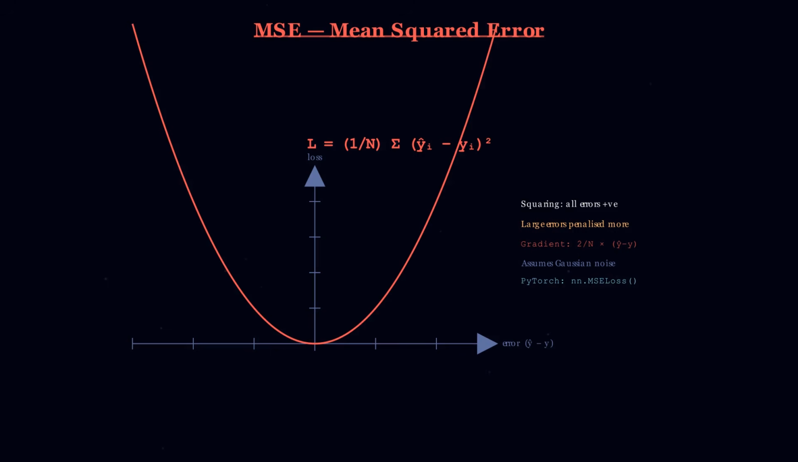In PyTorch, nn.MSELoss, default reduction is mean. You can also use reduction equals sum or none to get per sample losses. Use MSE for housing prices, temperature prediction, anything real valued with no extreme outliers.